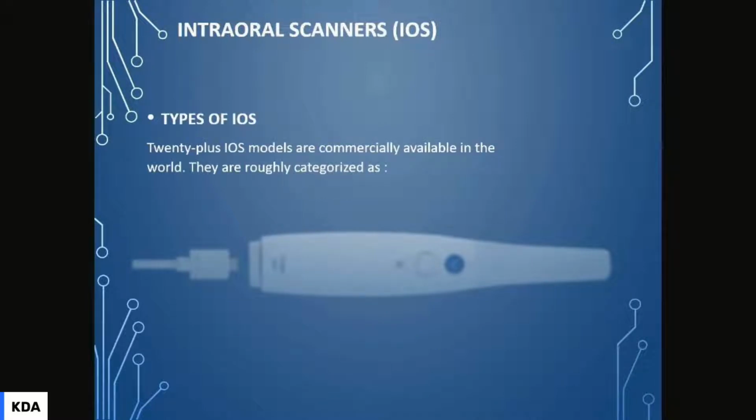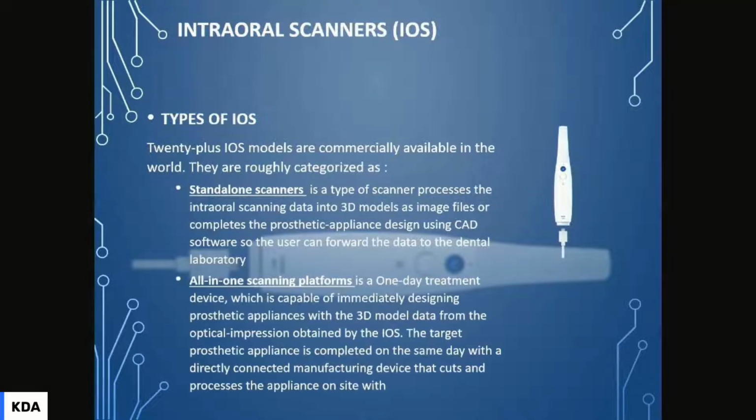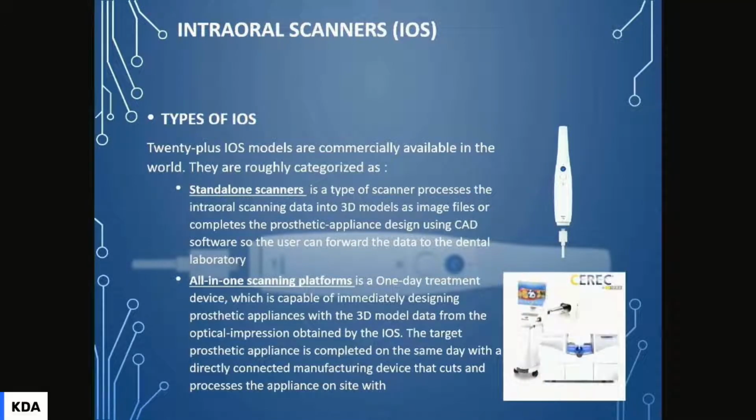So what are the types of intraoral scanners? Basically, we have 2 types. We have the standalone scanners, and we have the all-in-one scanners. I'm sure that you've seen today in the exhibition many different scanners. So scanners are either standalone, which is just a scanner itself with the programming of the scanner, or there is the all-in-one scanning platform, which comes with a scanner, software for the designing, software for the milling, and also a milling machine.